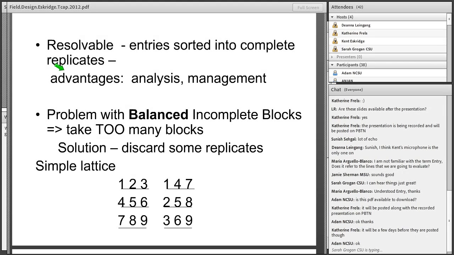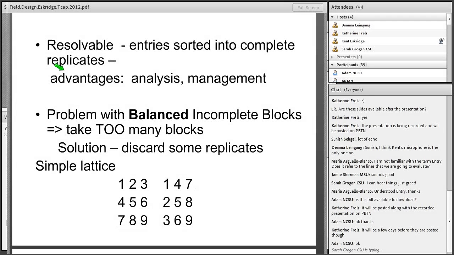So resolvable entries are sorted into complete replicates, and the advantages are the analysis is easy and it's easy to manage and so on. But there's a big problem with balanced incomplete block designs. They take too many blocks. In other words, this idea of balance, of getting equal occurrence of all pairs of treatments within a block together, it takes too many blocks, especially if you got a lot of entries you want to evaluate.